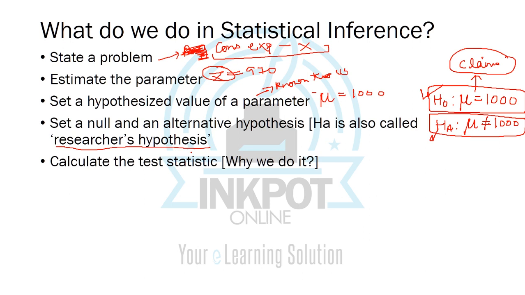In the next step we calculate the test statistic. So now we look at the test statistic, and the broad idea here is this. We know that the posited, that is the hypothesized mean, is 1000.